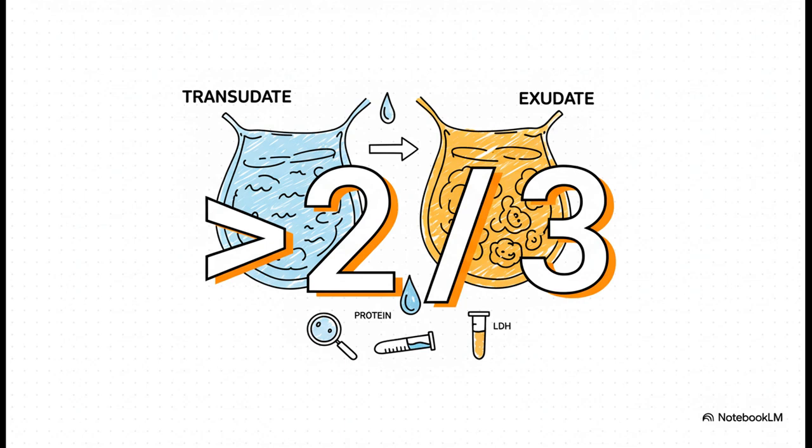And for the third one, we're still looking at LDH, but in a slightly different way. This isn't a ratio. You just look at the absolute number for the pleural fluid LDH. If that number is greater than 2/3 of the upper limit of normal for serum LDH at your hospital's lab, that's your third and final flag. Meet any one of these three and case closed. It's an exudate.